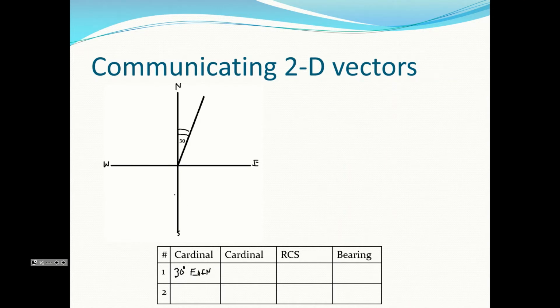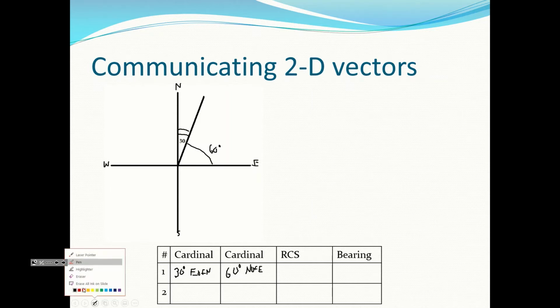And when doing things cardinal, there's always a second way of doing it, because if this is 30 degrees, then this is going to be 60 degrees, right? And it's touching east, so I can say, well, I'm not going directly east, I'm going 60 degrees north of east. When doing these, if you find it one way, all you have to do is 90 minus this number and swap these. So 90 minus 30 is 60, and east of north becomes north of east.